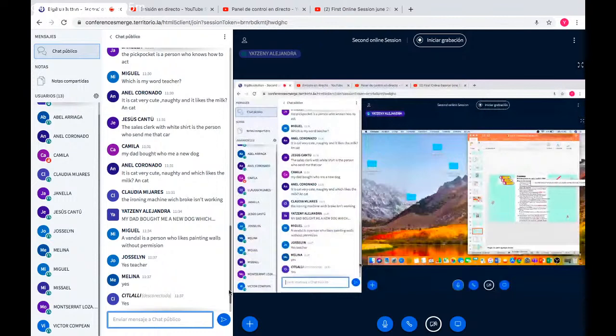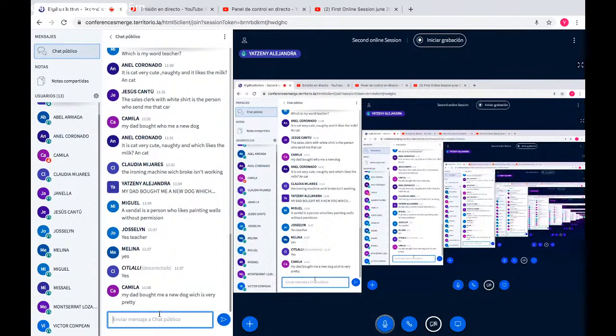My dad bought me a new car, which is very pretty. Okay, perfect, Camila. That's okay. That's good. So till here, is it okay for you? This exercise number 3, that is called relative pronouns, who and which. Do you have any questions till here? We almost finished today, so is it okay for you?